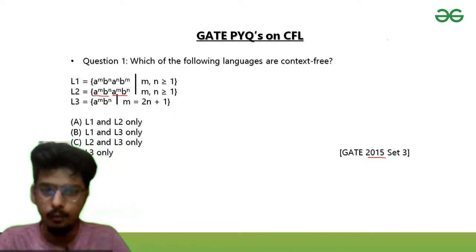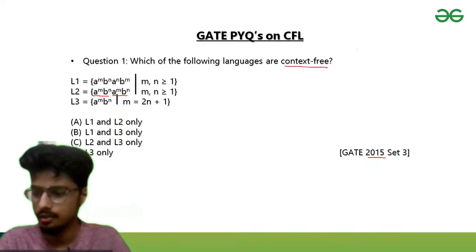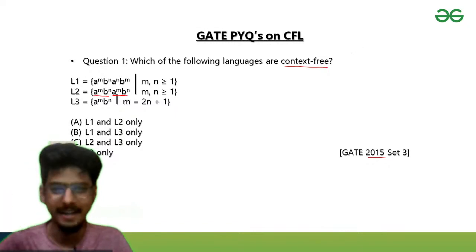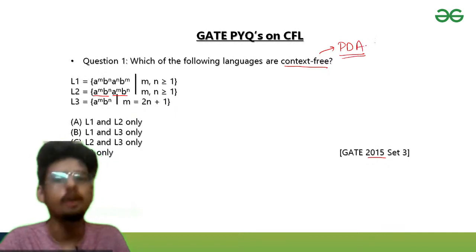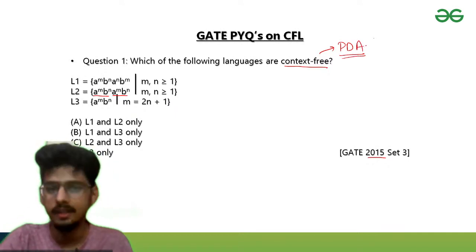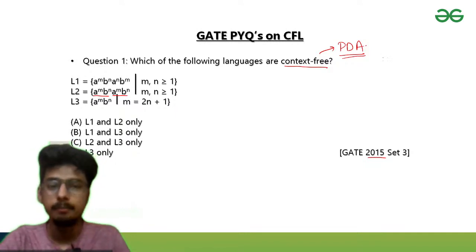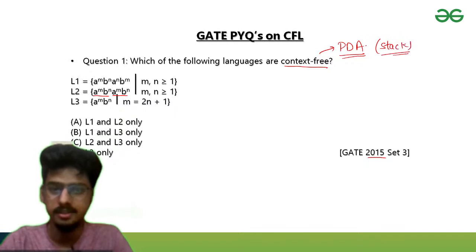So remember how context free languages are accepted. One of the options might get hidden due to my head, but I hope that works fine. Context free languages are accepted by push down automata. And how do push down automata work? They work on the principle of stack.